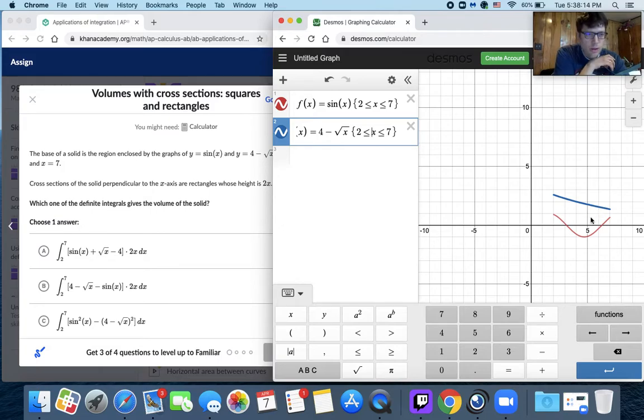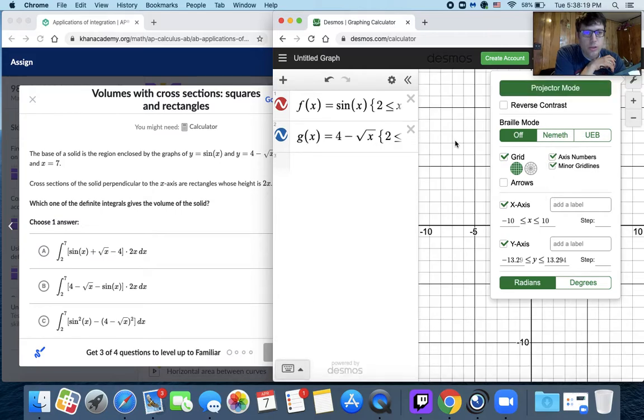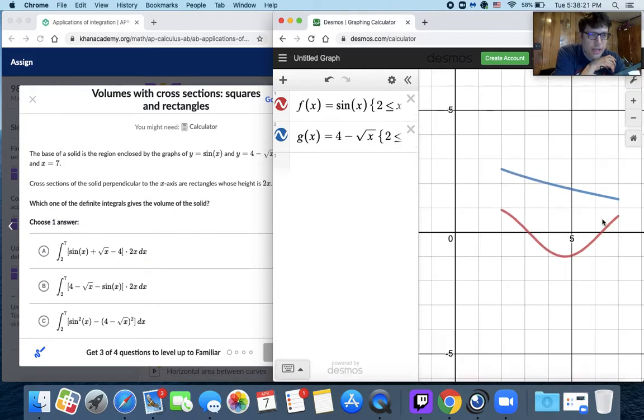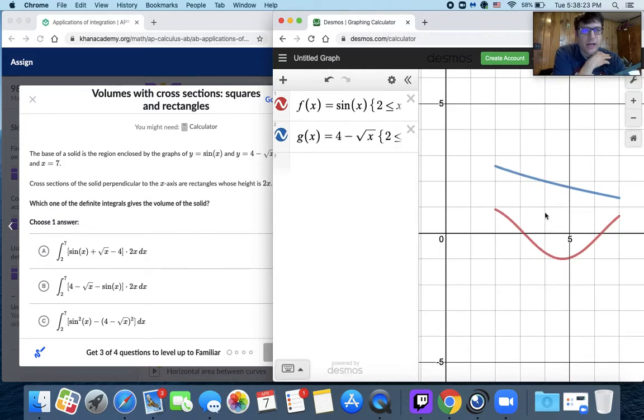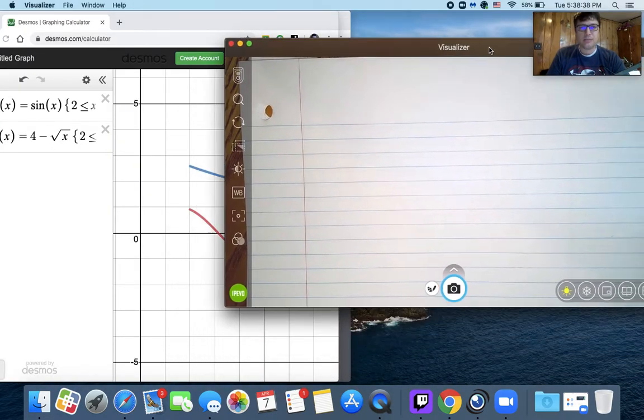So this region over here, let's go projector mode, nice and bold. This region right here, we want to find the area. If you imagine rectangles whose height is 2x, we want to have a rectangle that's formed here. So this is where my graphing skills need to be translated to paper, and then I can put some space on them.